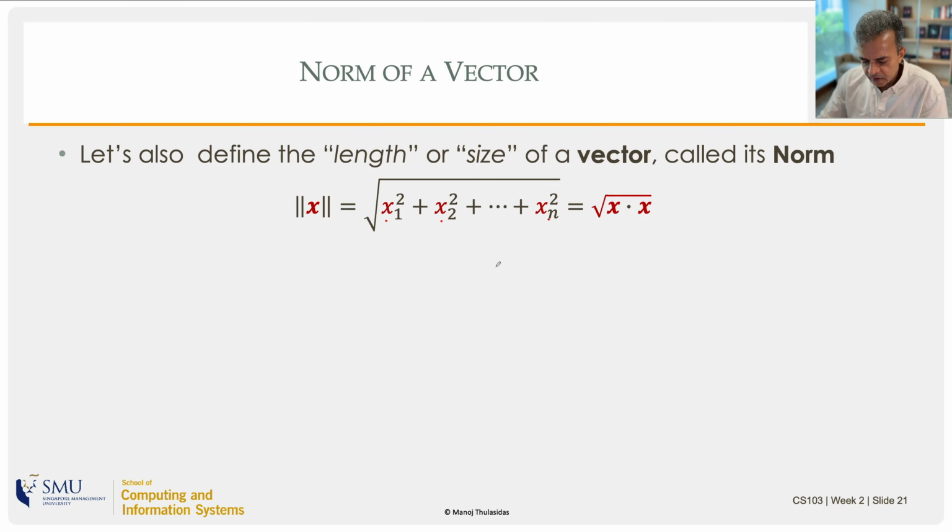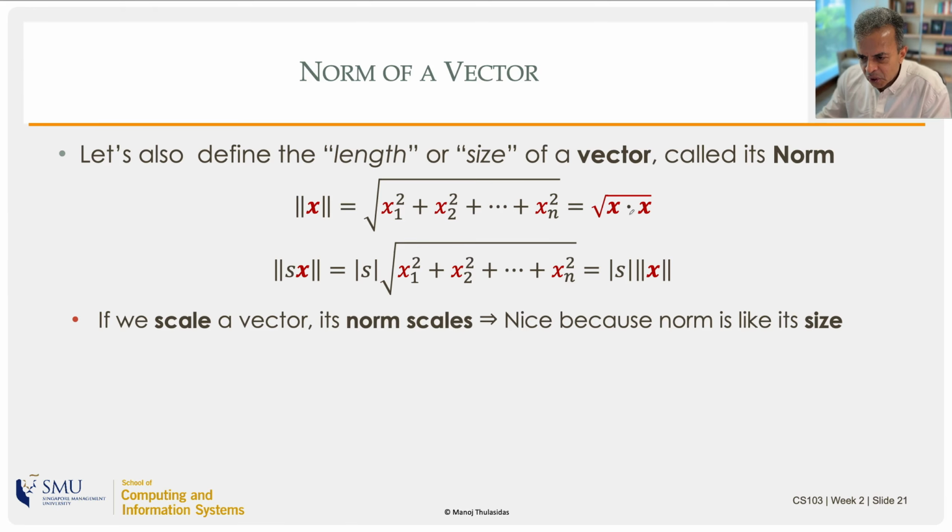Now you can think of this as a dot product of x with itself because then it will be x1 times x1 plus x2 times x2, etc. And then you just take the square root. After having defined the dot product, you can just write x dot x and then take the square root, and that is the norm. In other words, the dot product is the square of the norm.